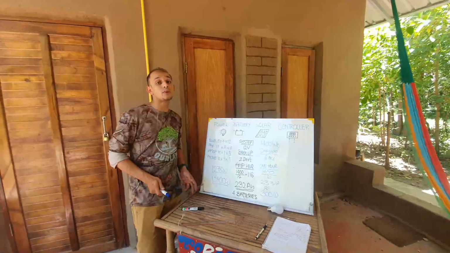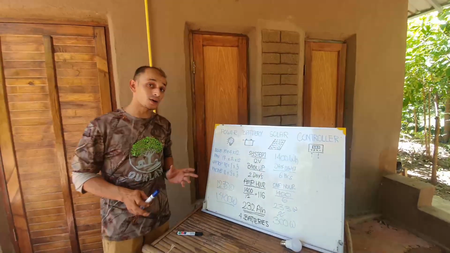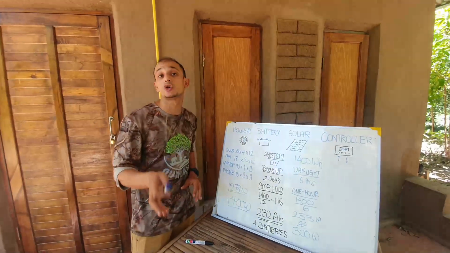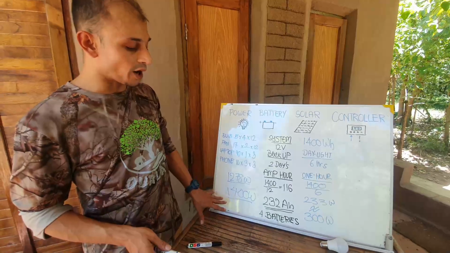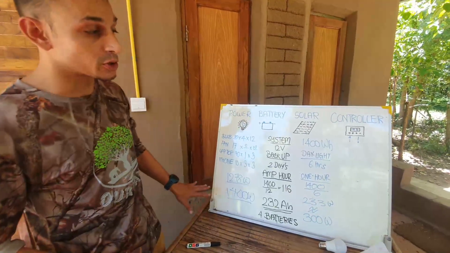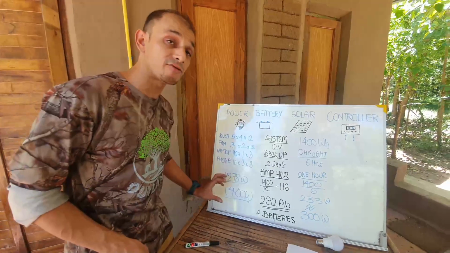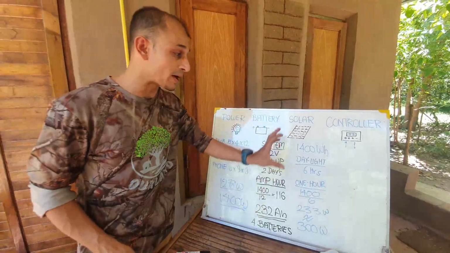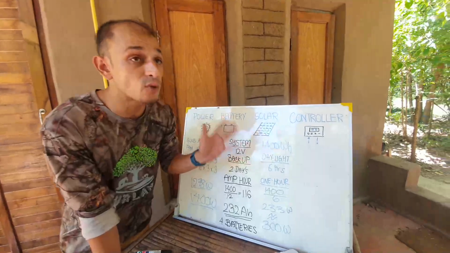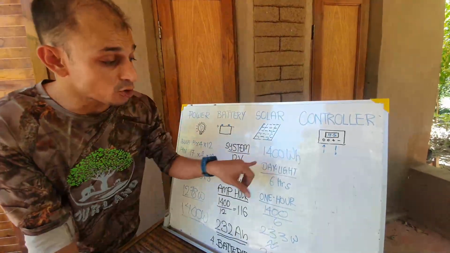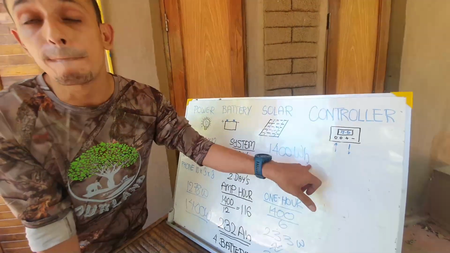Now step 3, solar panels. Now that we've finished step 2, we can go on to step 3, which is calculating your solar panels. We already know that we need 1400 watts, or 1400 watt hours per day. So we can use that information and the fact that we have 4 batteries to calculate our total solar panels. We need our solar panels to produce 1400 watt hours per day.